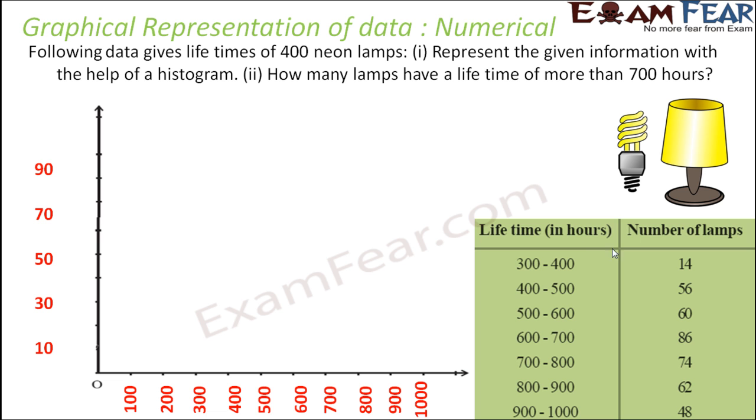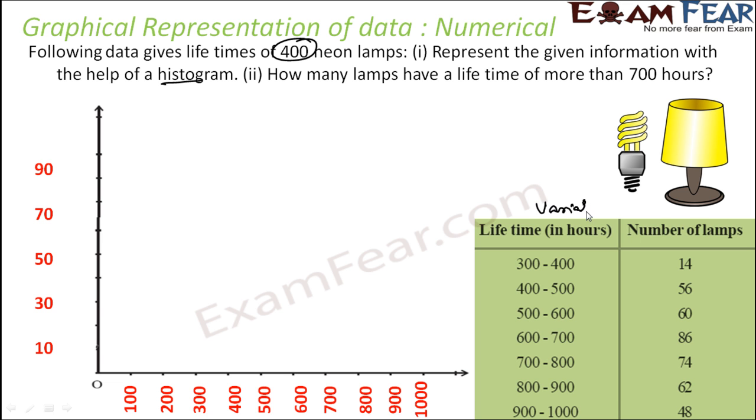So here, data is given for the lifetime of 400 neon lamps, and we have to represent this with a histogram. And how many lamps have life more than 700? The classes are already given, the classes are continuous, and let's see the class size. 100, 100, 100, 100, 100, 100. All the class sizes are 100, upper limit minus lower limit. So we don't have to manipulate the frequency.